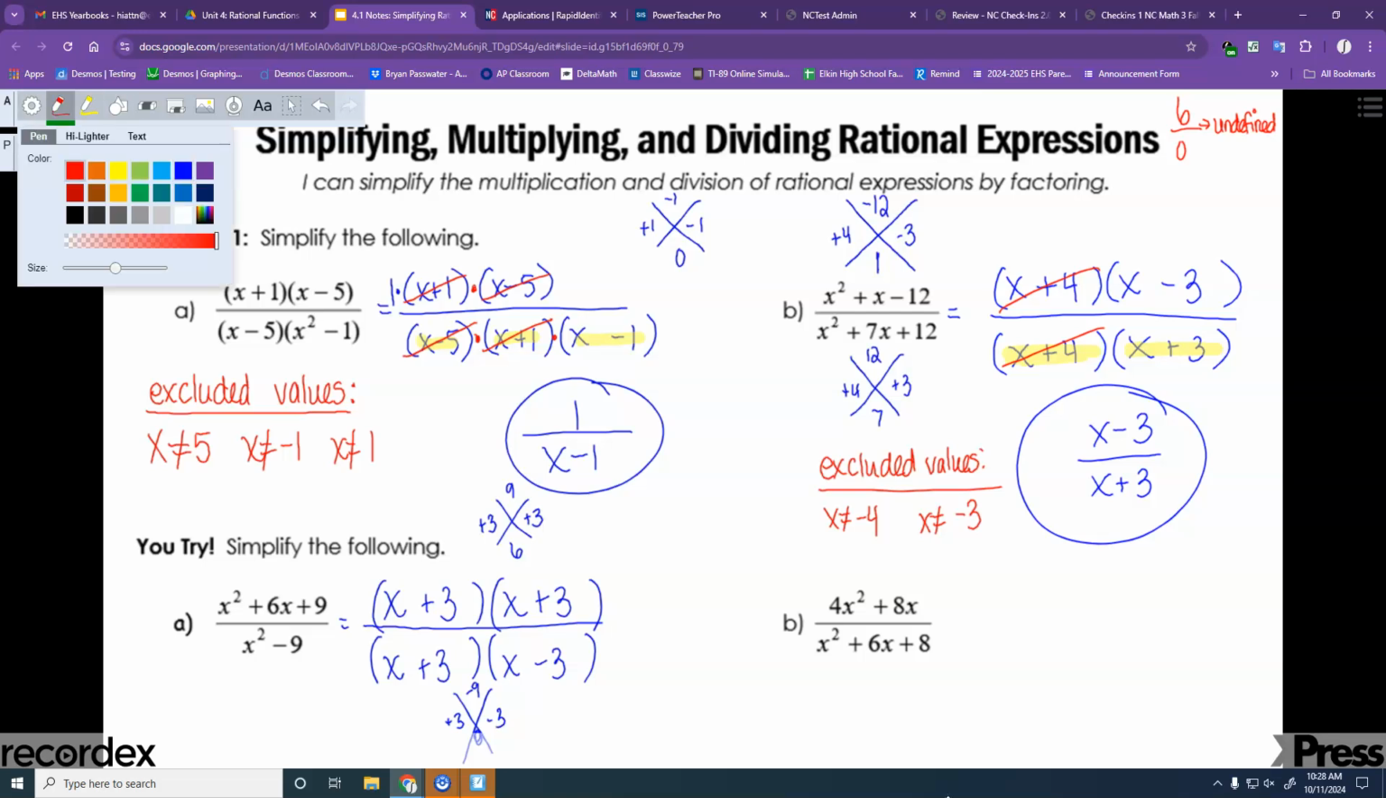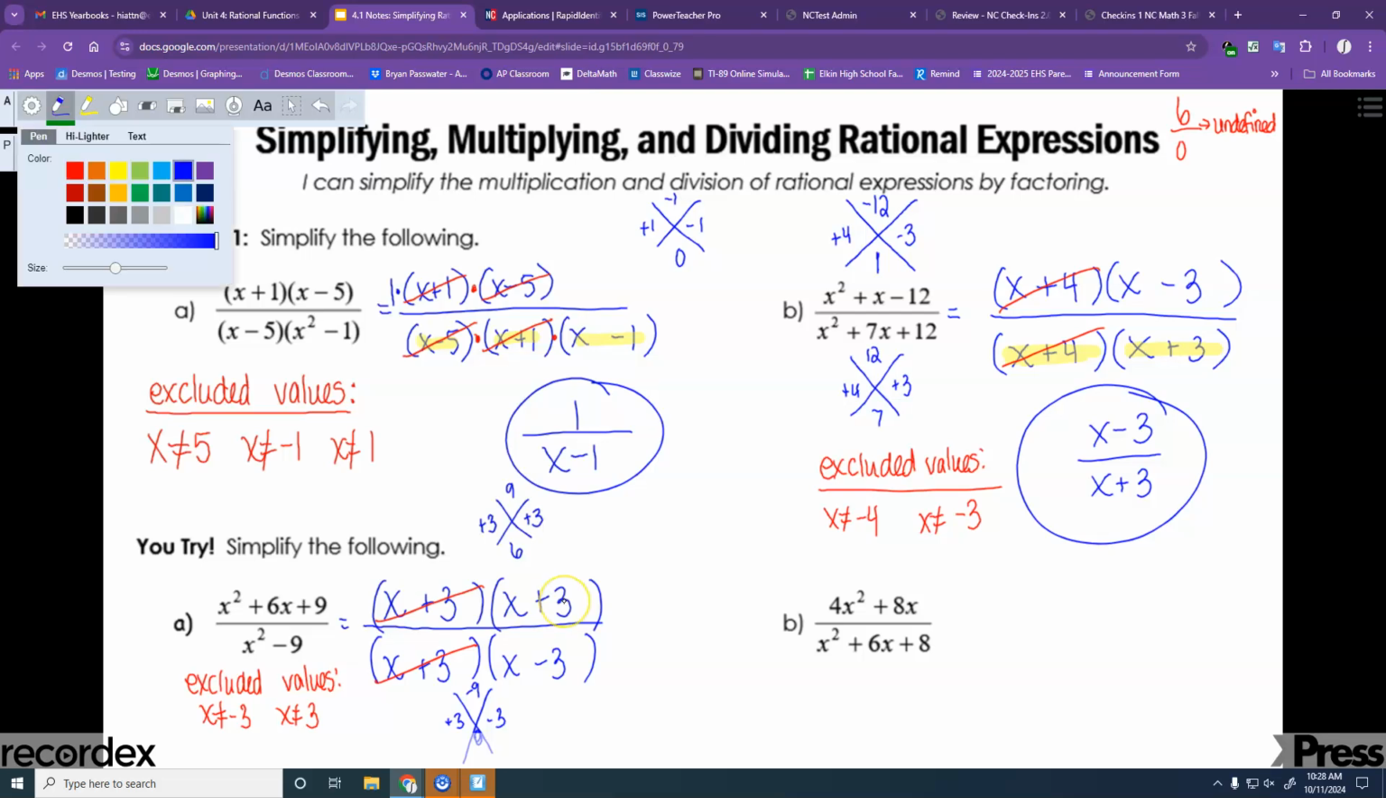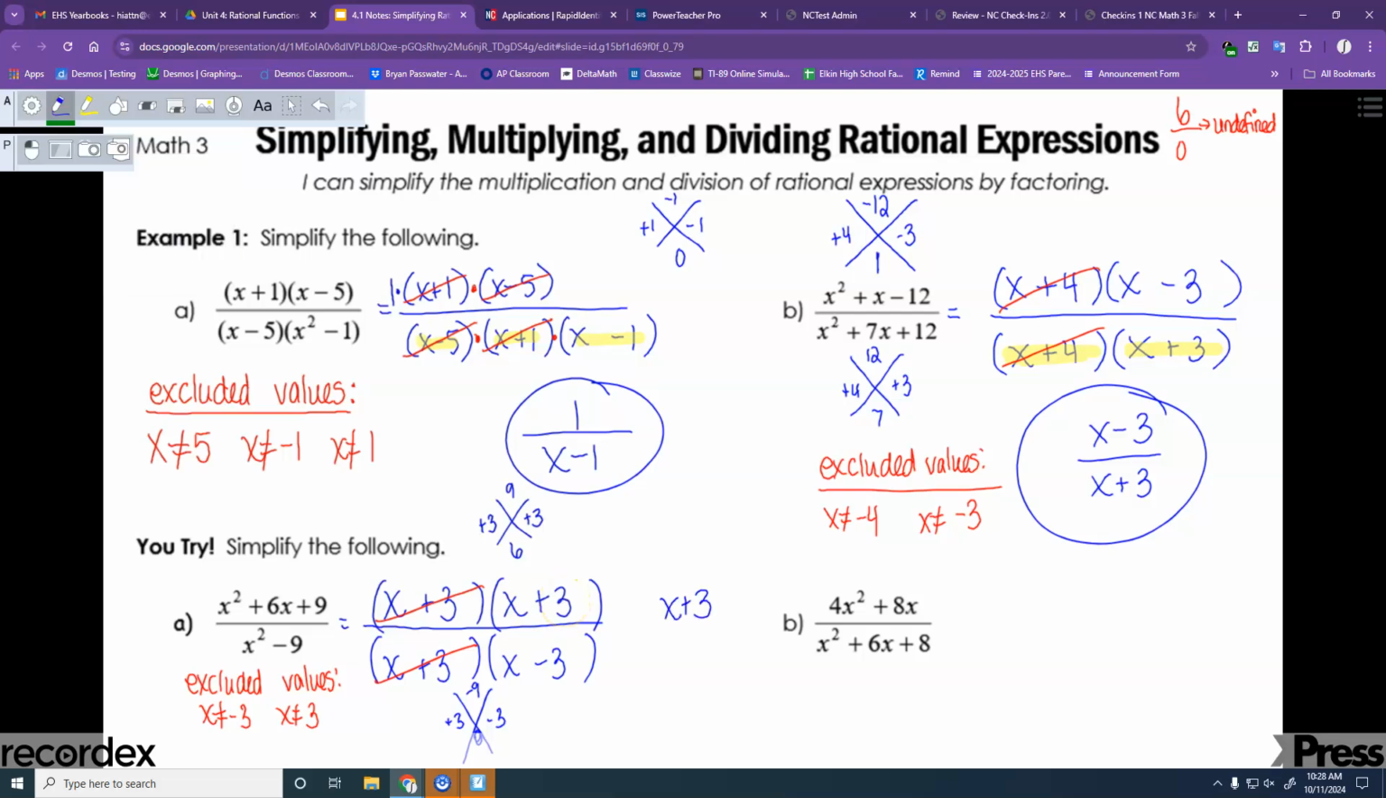Before I start marking things out, I want to do those excluded values. And Demetrius is correct. X cannot equal negative 3. X cannot equal positive 3. Okay. What's going to cancel? The x plus 3 and the x plus 3. I cannot cancel this x plus 3 because I've only got one x plus 3 on the bottom. I can't cancel that twice, right? So it's got to stay. And I'll have x plus 3 over x minus 3. So that's my answer with the excluded values of negative 3 and 3.